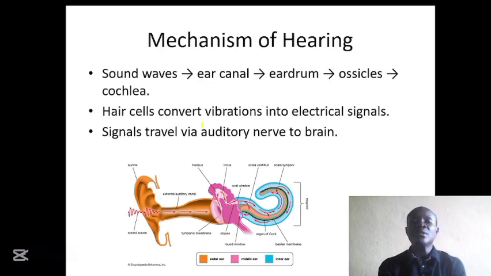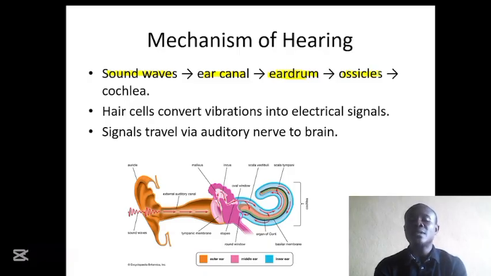Now let's talk about the mechanism of hearing. How do we hear? The pinnae collect the sound waves and transmit them to the ear canal or auditory canal. The eardrum will vibrate and amplify the sound wave. The sound wave is then transmitted to the ossicles.